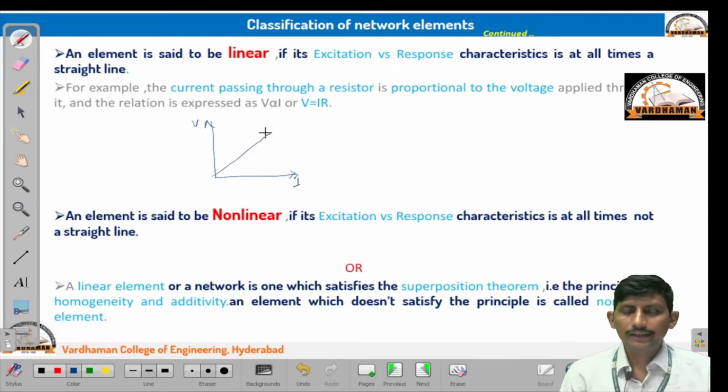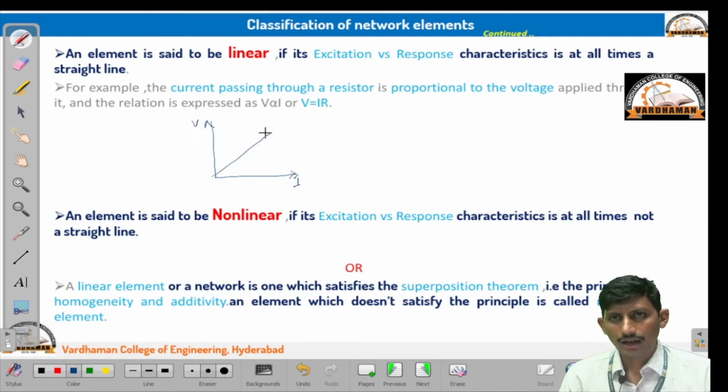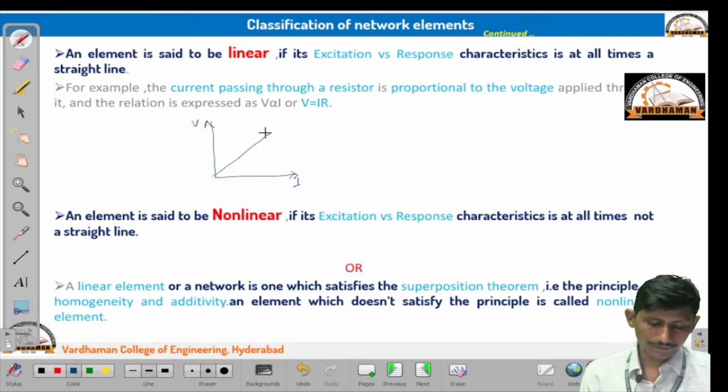Then any element whose relation between excitation and response is non-linear is called a non-linear element. So, in the earlier example, voltage is the excitation and it is producing a current. So, current is the response. In a more formal definition, any linear element is said to follow the superposition theorem. Also, it follows homogeneity and additivity properties. We will discuss these properties again in next classes.